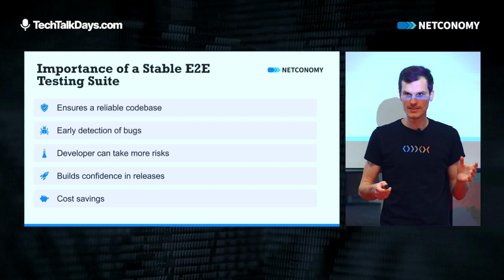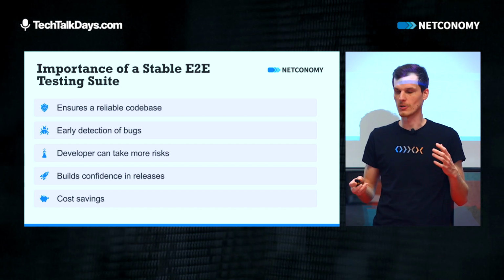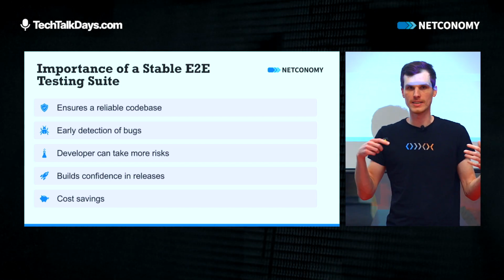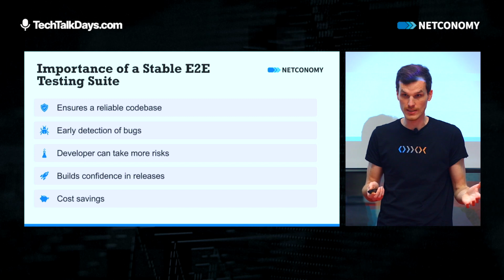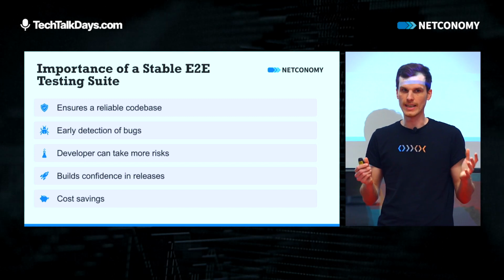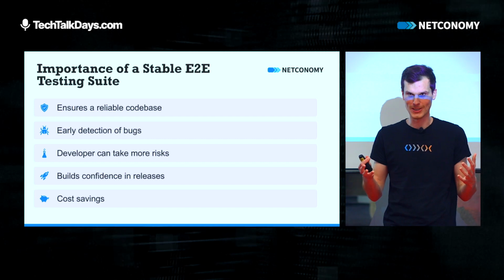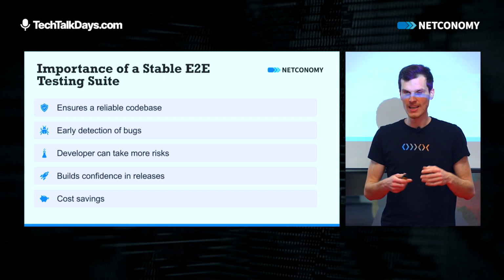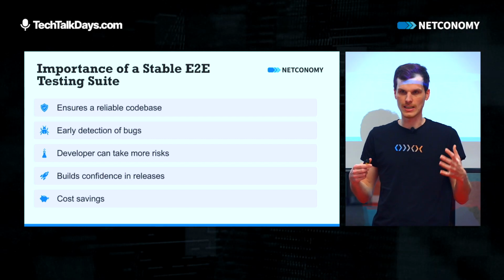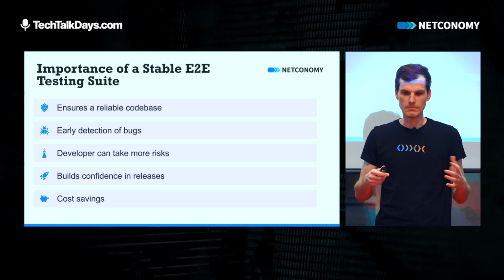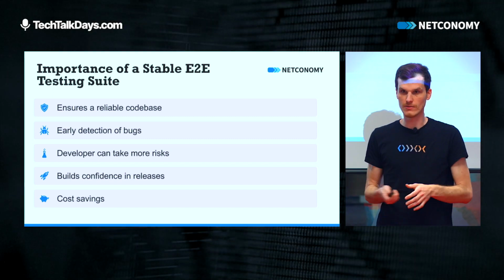And it also builds confidence in the release, so our quality managers use the end-to-end test suite for their regression tests, for instance. And in the end, it also saves costs, because it saves time for our quality managers. And since it helps detect bugs early, it makes them cheaper to fix later in the development cycle.